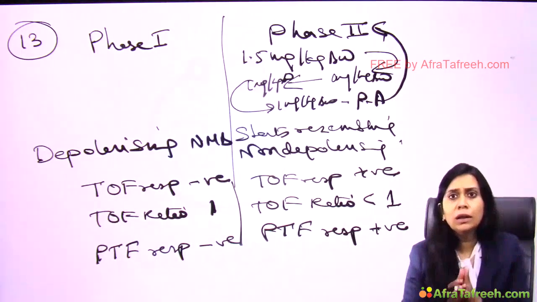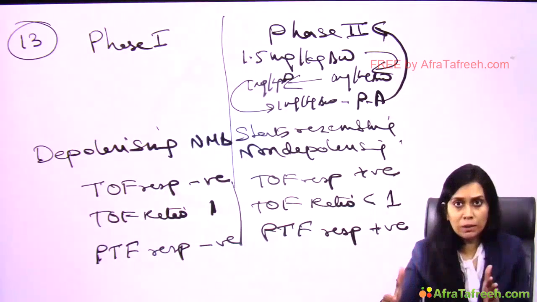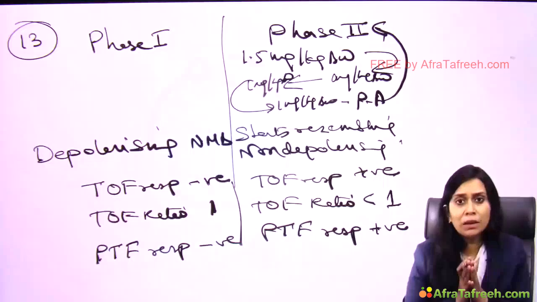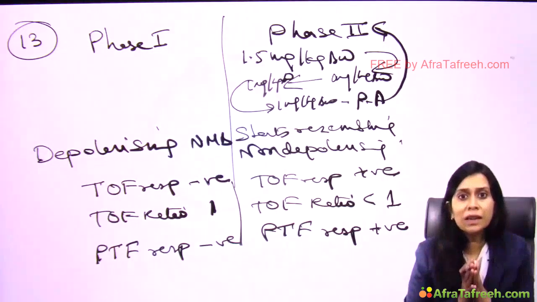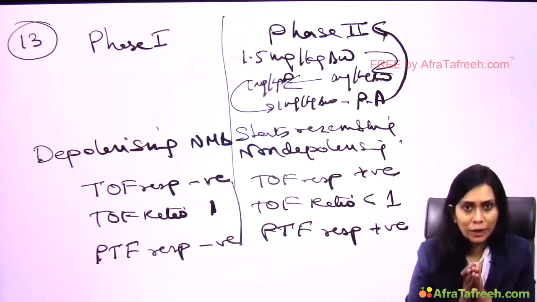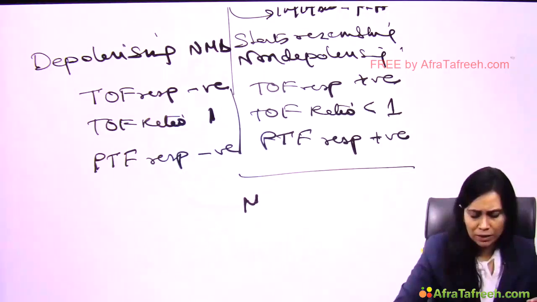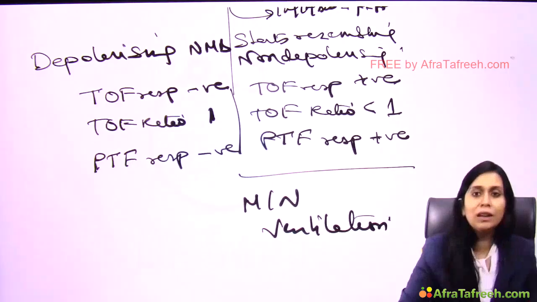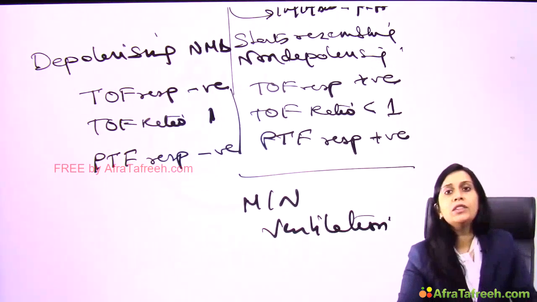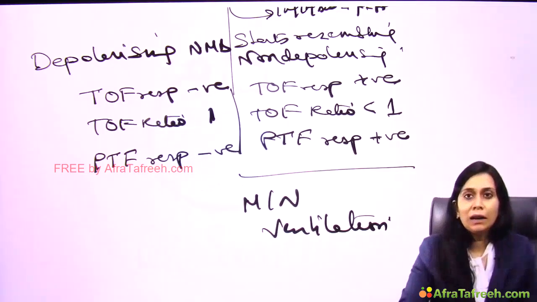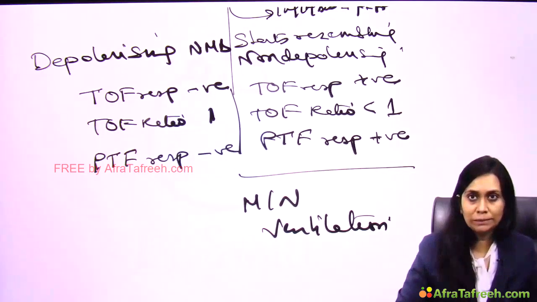Phase 2 block, it starts behaving like a non-depolarizing because the nicotinic receptor gets desensitized by the effect of succinylcholine. Right? Management of phase 2 block is also the same. Ventilation. We ventilate and wait for the nicotinic-cholinergic receptor to get free of succinylcholine. Got it? Guys, very important.